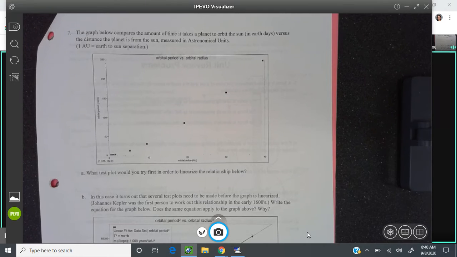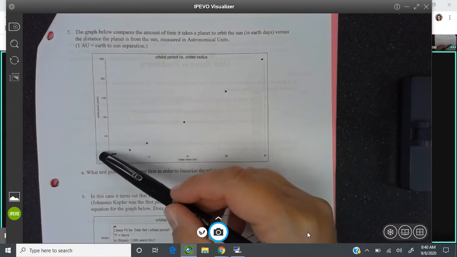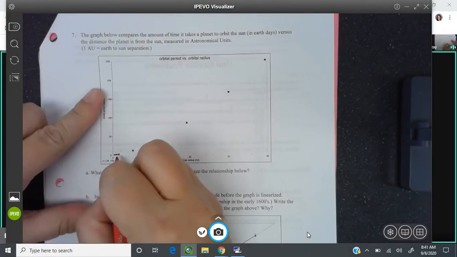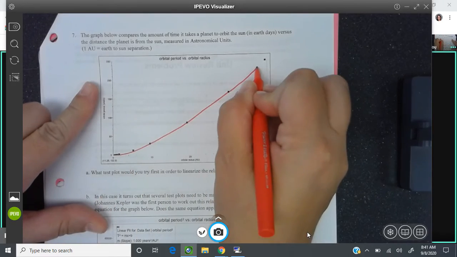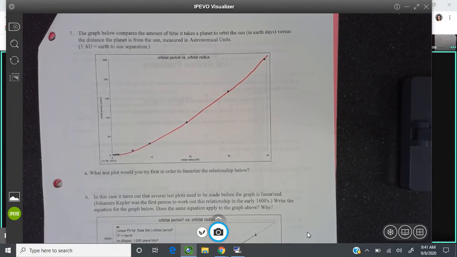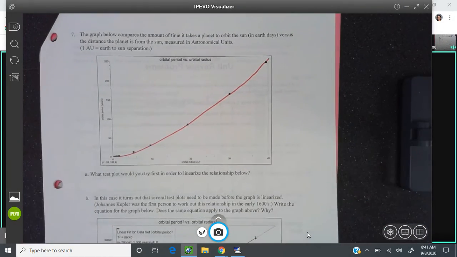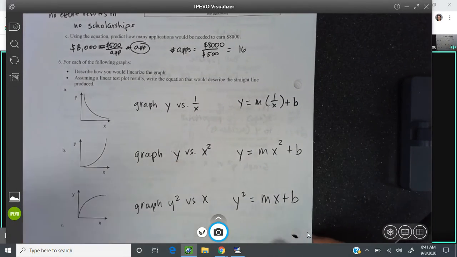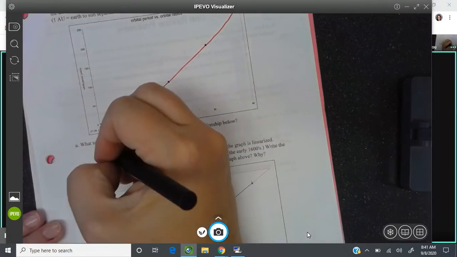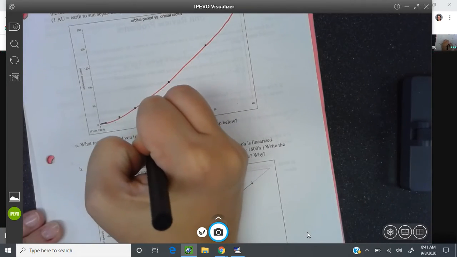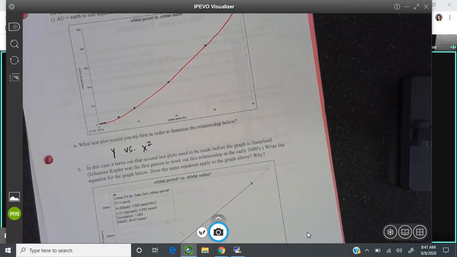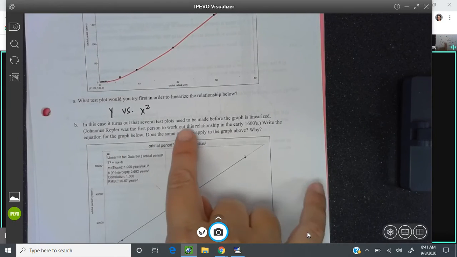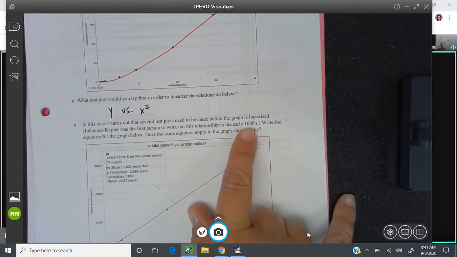So if we were going to make a test plot to try first, we could look at the fact that this kind of curves up. I'm going to draw in color so it's a little easier to see. The first thing I would do is take a look at my other charts, which we copied right here. I would need to graph y versus x squared to see what happens. Again, here we're not asked to actually do it. In this case, it turns out that it takes several of these before you end up with a linearized plot.